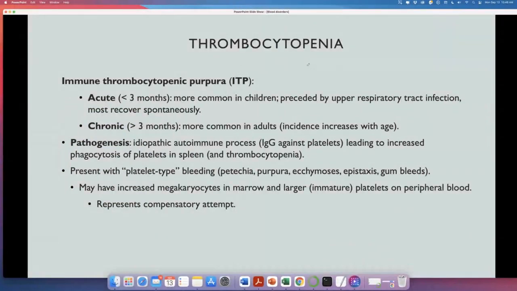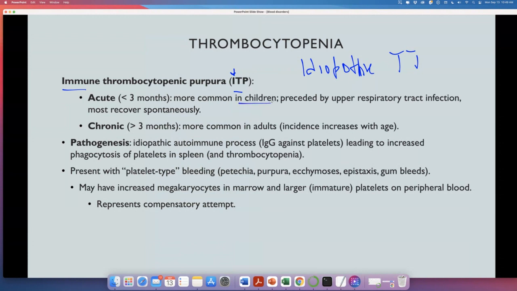This in the past was called idiopathic thrombocytopenic purpura, so it was an ITP, but this I now means immune, because we have found out that it is not something that we don't know, it is an immune problem.